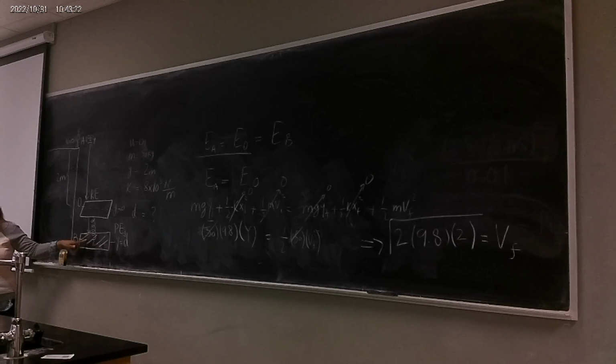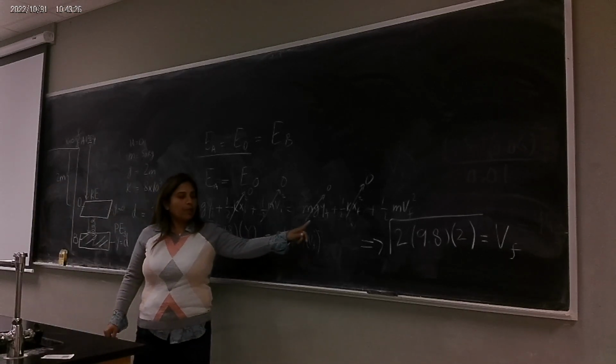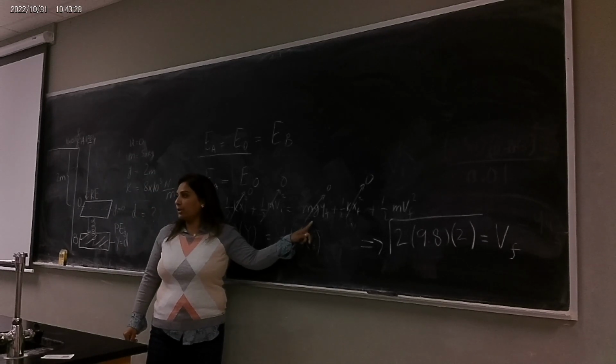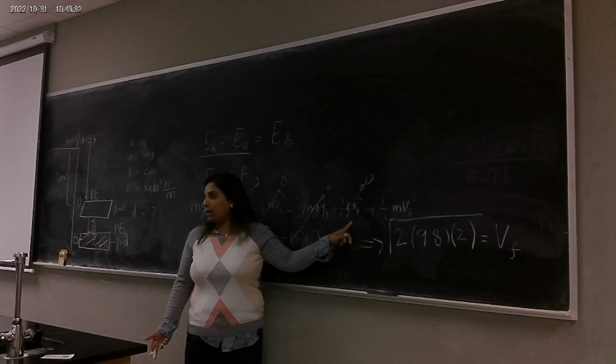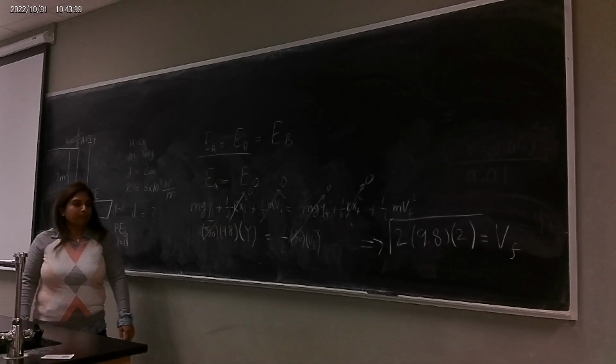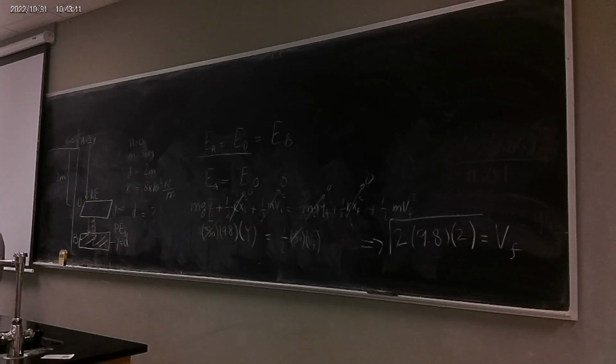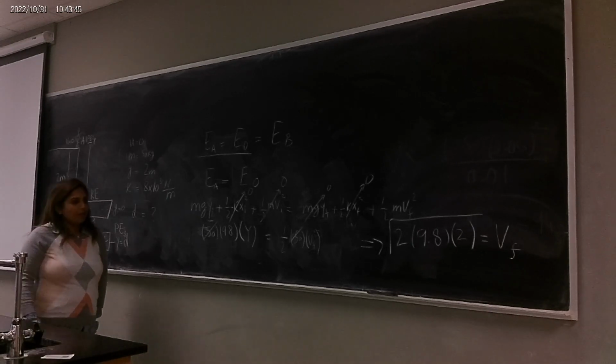Make sense? Okay. And this one is 0 because it has touched the platform. Potential energy is 0. This one, again, is due to elastic potential energy. Elastic potential energy is 0 yet. At that moment, it's 0. What's the final speed? 6.3.